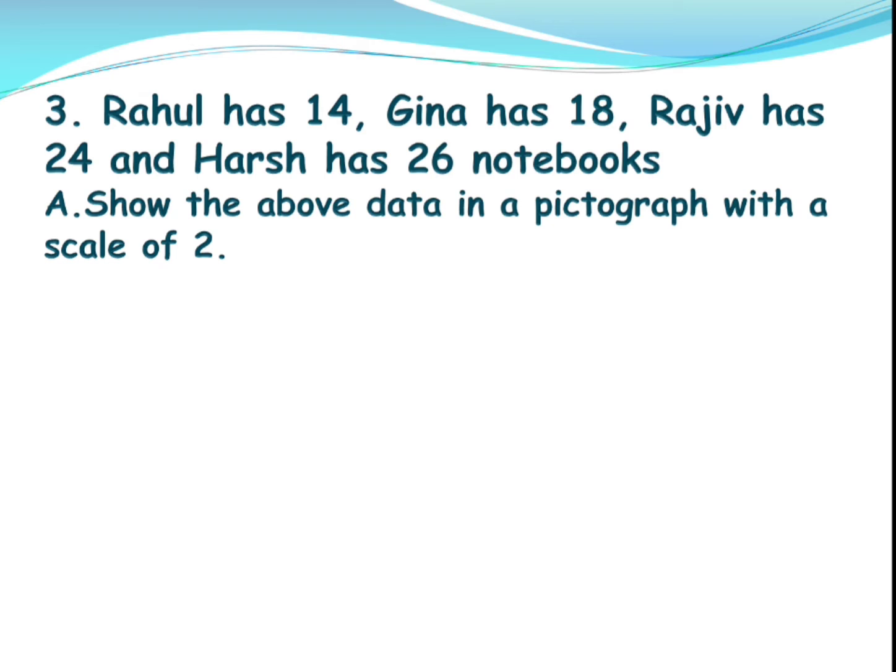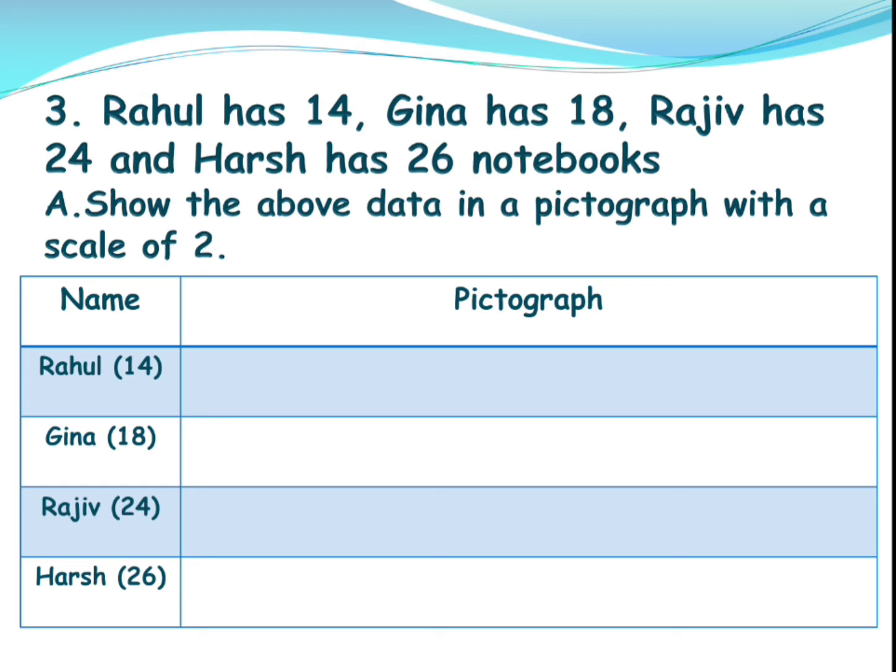Okay, children, now first we have to draw the columns and rows, a table, isn't it? So we will draw the table, one column for name and one column for your pictograph. So Rahul has 14 books, isn't it? But we have to draw in the scale of 2. That means one book will be equal to 2, isn't it? So if you draw 7 notebooks, that gives us 14, isn't it?